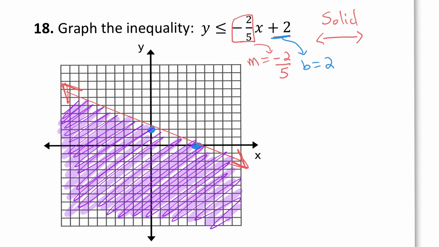Or equal to means it's a solid line. Less than means you guys shade on the bottom of the line.